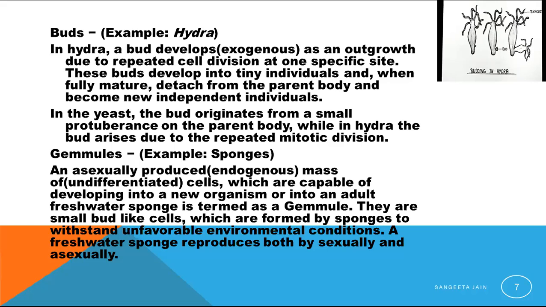Gemmules. An asexually produced mass of undifferentiated cells which are capable of developing into a new organism is termed a gemmule. They are small bud-like cells which are formed by sponges to withstand unfavorable environmental conditions. It can reproduce both by sexual and asexual ways.